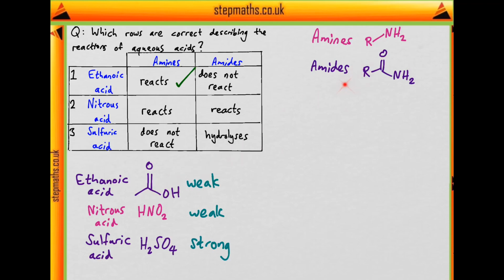But what about acid-base reactions? So we know ethanoic acid is a very weak acid. What about amides? What are their base properties like? So compared to amines, amides are actually very poor bases. So we're not actually going to get an acid-base reaction either. So this does not react, looks correct.